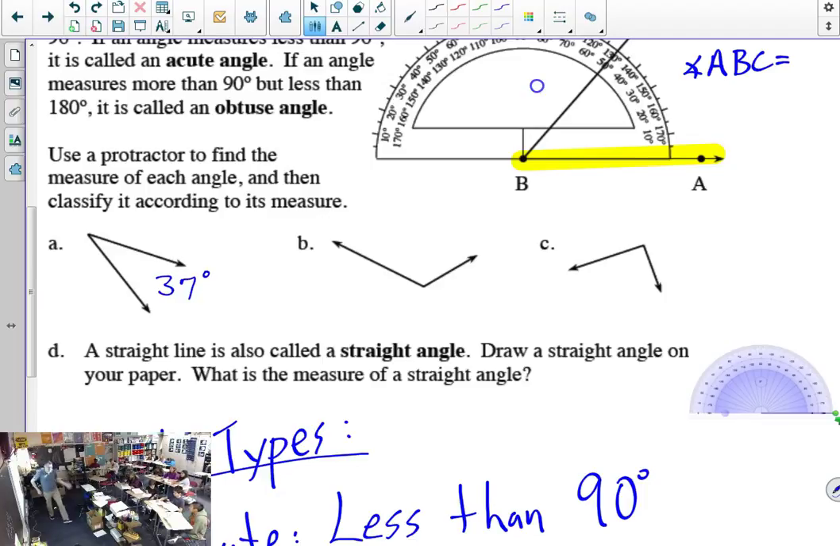Yeah. I can even use a real protractor up on the screen. I am out of the big clear ones. No, it's all good.